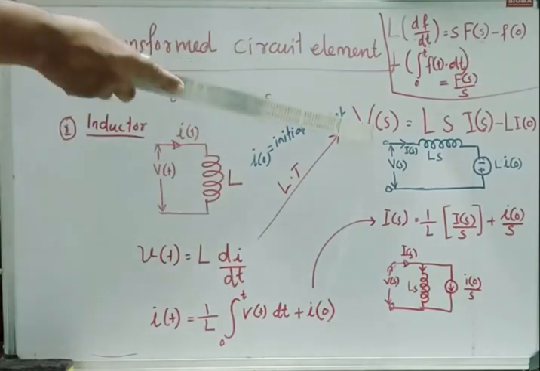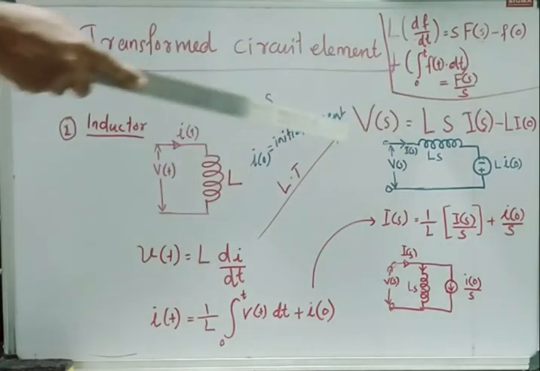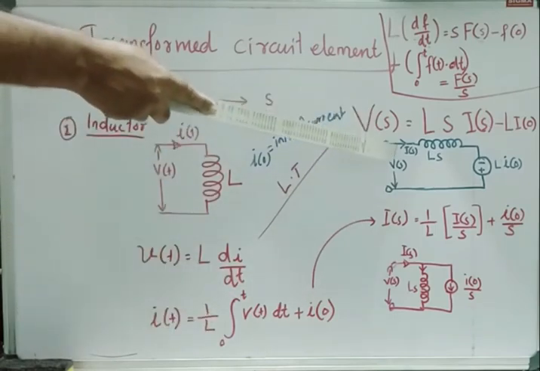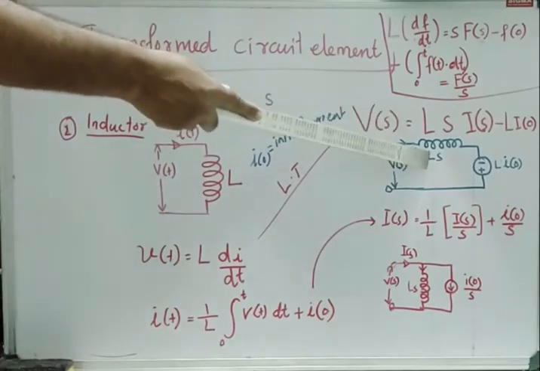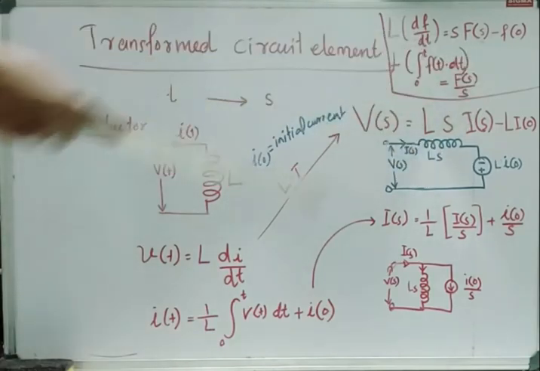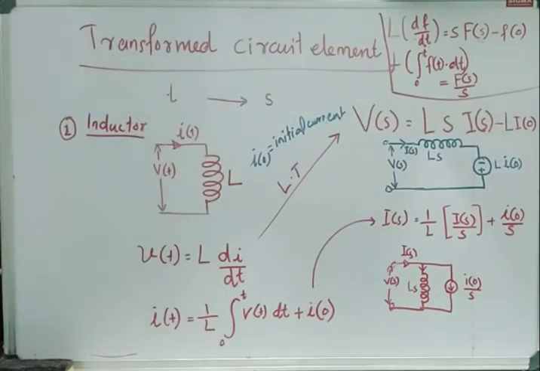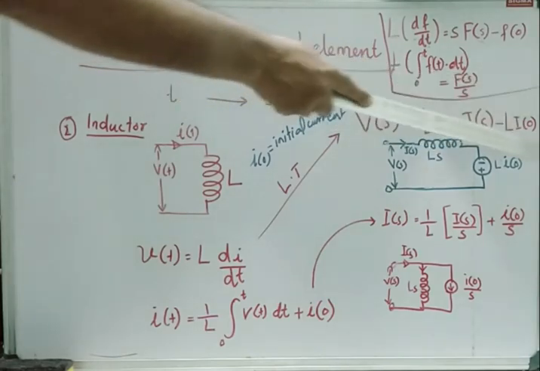Now, we need to draw the equivalent circuit corresponding to this equation. Here the voltage V of s is applied. Due to the application of this V of s, some current I of s is flowing. So, I of s into Ls, that is the first term. Then we need to consider the second term, that is minus L into I0. As this is a voltage source, this part is a voltage and this part should be a voltage.